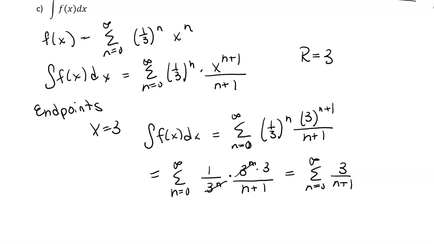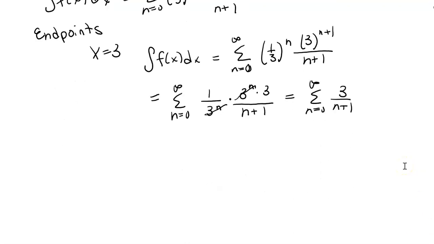Now with this one, you do have to do a little bit of work. There's options here. You can use possibly a direct comparison test, or one easy way to do this is to do what's called shifting the index. So to shift the index on this one, the only place it uses the index is n plus 1. So we know that the first terms here would be 3 over 1 plus 3 over 2 plus 3 over 3, so on and so forth.